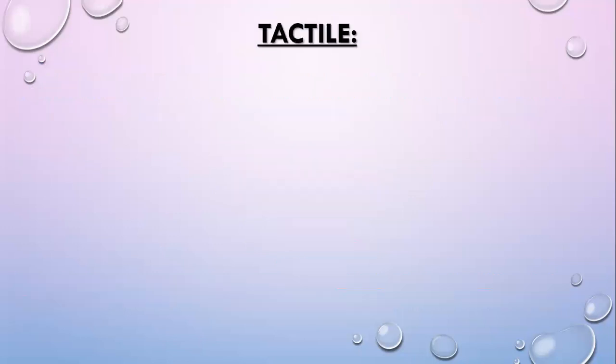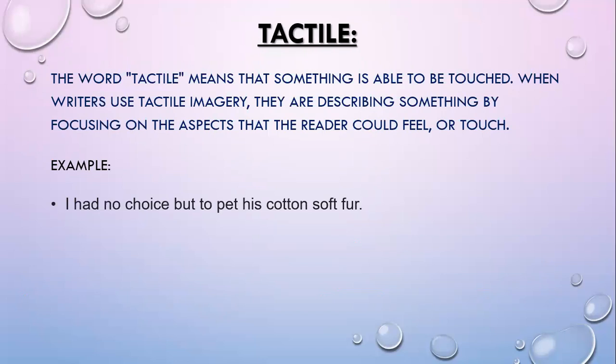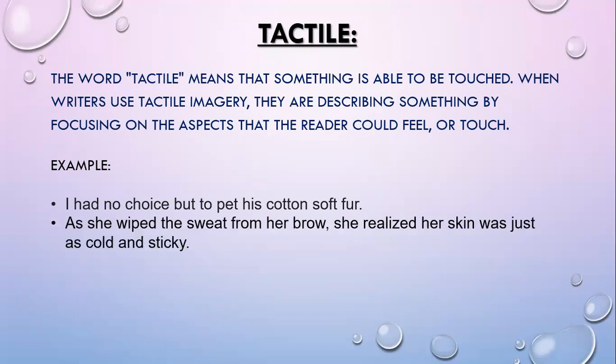Then we have tactile. The word tactile means that something is able to be touched. When writers use tactile imagery, they are describing something by focusing on the aspect that the reader could feel or touch. For instance, "I had no choice but to pet his cotton soft fur." Now, what is this, to pet? To pet is showing that something has been touched, right?